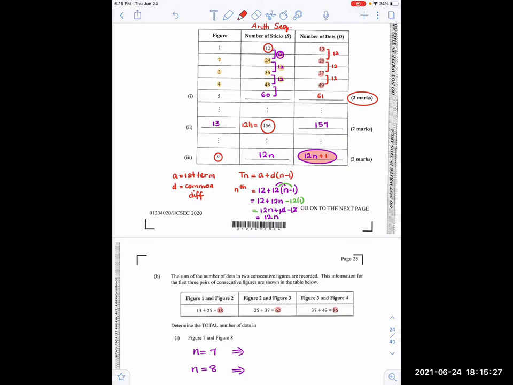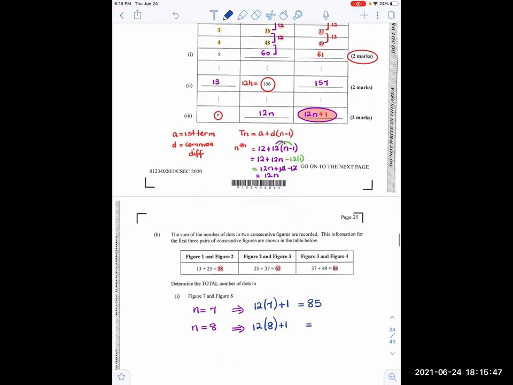Yeah, miss. Now, when n is 7, what did you all get? 12 by 7 plus 1, which is 85. 85, correct? Then 12 by 8 plus 1, which is 97. So what is the total? 182.